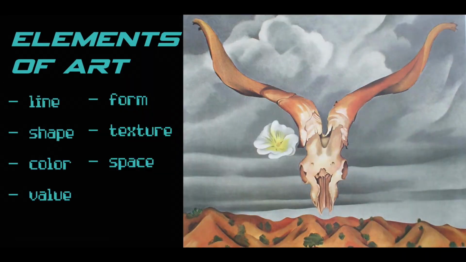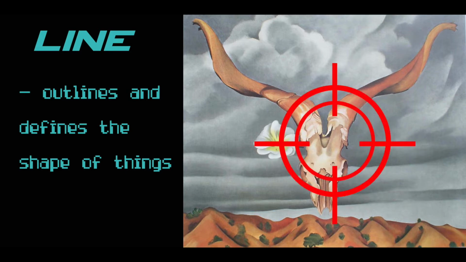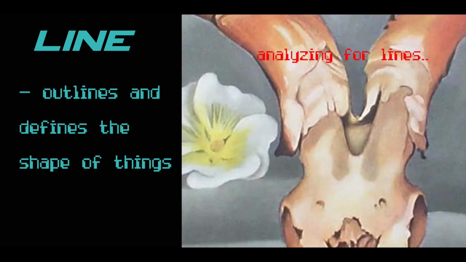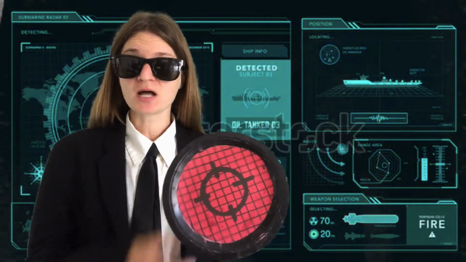Here is a painting by Georgia O'Keeffe. It is your mission to identify all of the elements of art within this particular artwork. The first one, line. Let's take a look and see if we can identify any lines within this artwork. Let's zoom in. Do you see any lines? Let's use the Line Scanner XL to locate those lines.